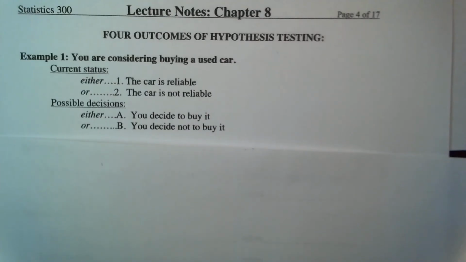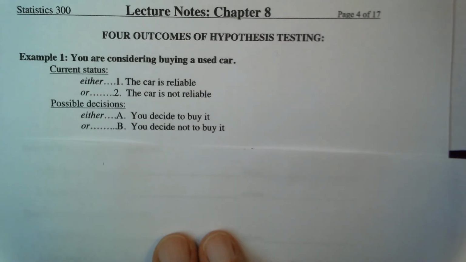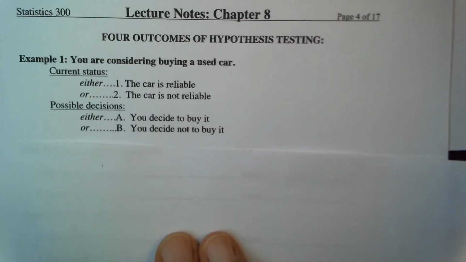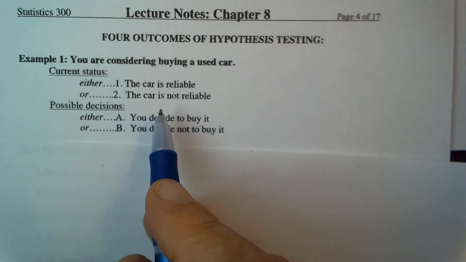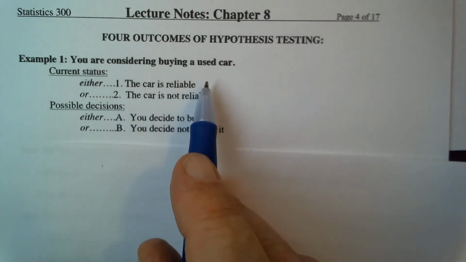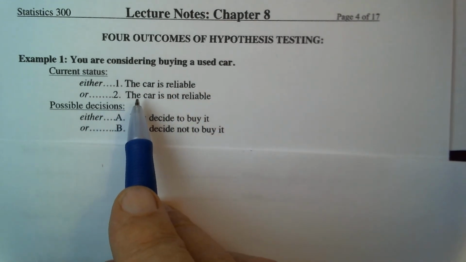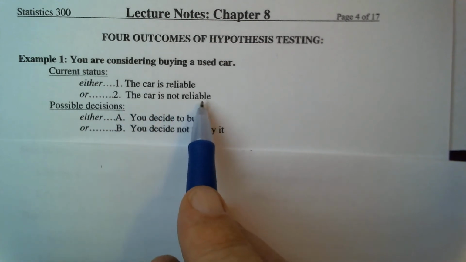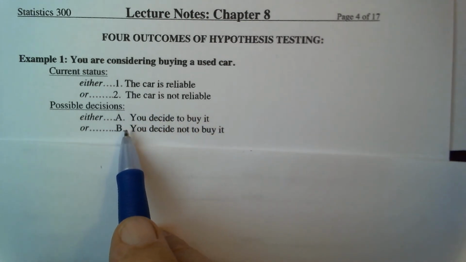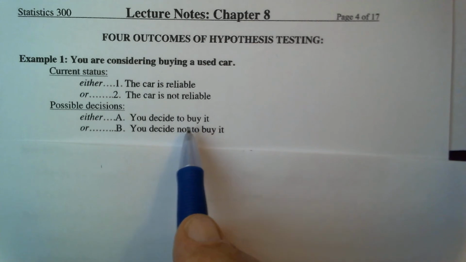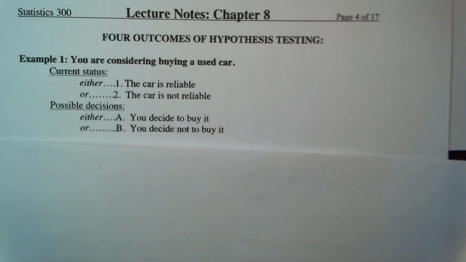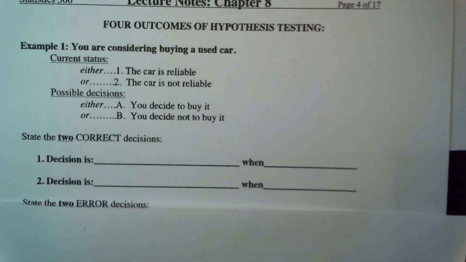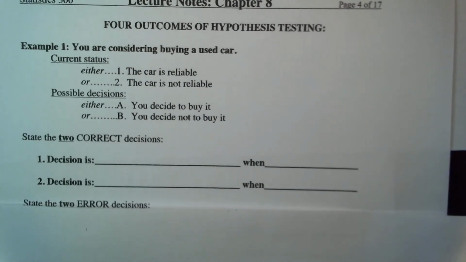Let's talk about the 4 outcomes of hypothesis testing, in the context of something that you're familiar with, or at least that's easy to relate to. You're considering buying a used car, and the current status is either the car is reliable, or the car is not reliable. And then you either decide to buy the car or you decide not to buy the car. So there's a total of 4 outcomes. There are 2 correct decisions.